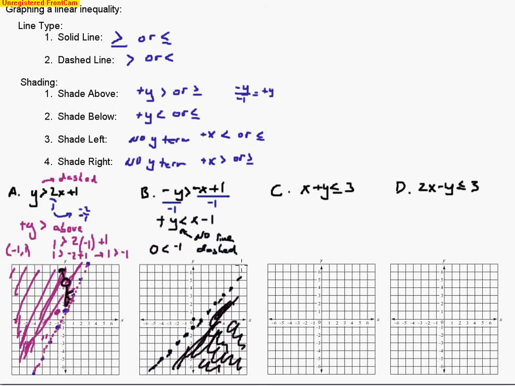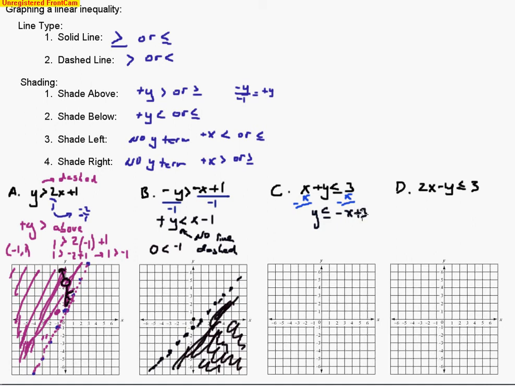Well, here's one where we don't have y by itself. So let's get y by itself. So what I'm going to do is do an opposite operation to isolate this variable. I'm going to subtract the x from both sides. So what I'm left with is y is less than or equal to negative x plus 3.